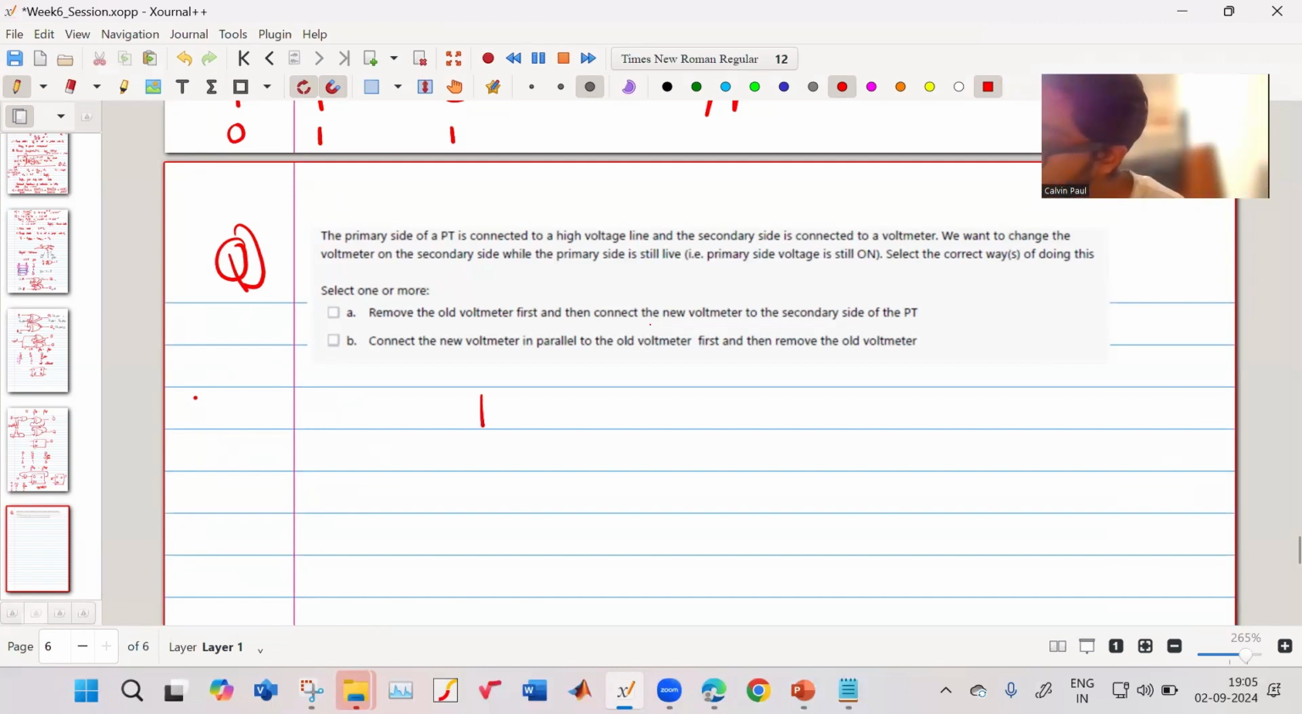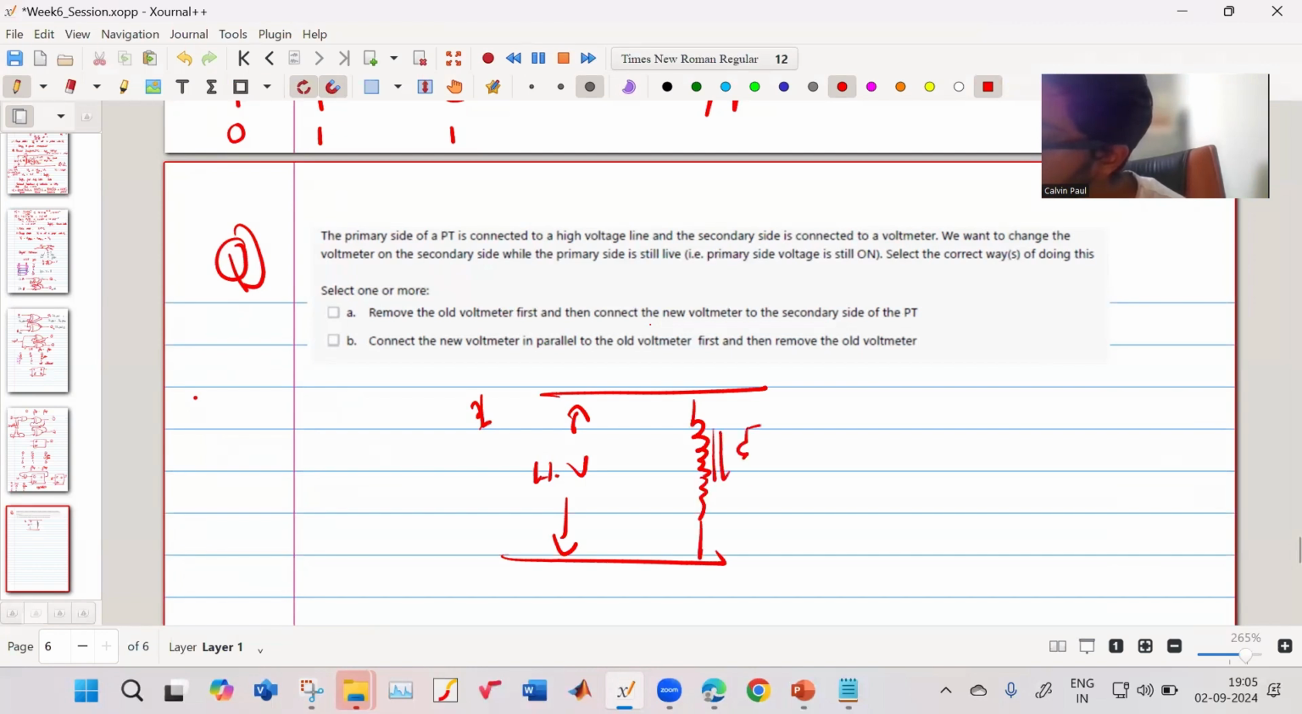So what do we have? We have a high voltage line. This one line where there's high voltage. We have a potential transformer. And there is one voltmeter. They're saying there are two ways. One way is what? We will remove this potential transformer, and then we will connect another potential transformer. This is option A. What is option B?